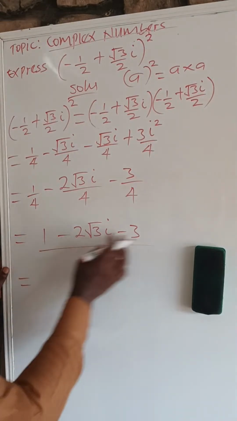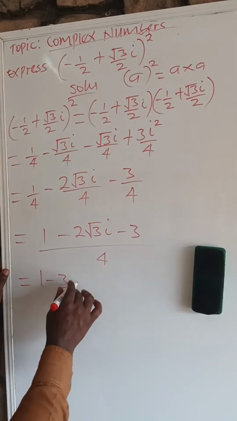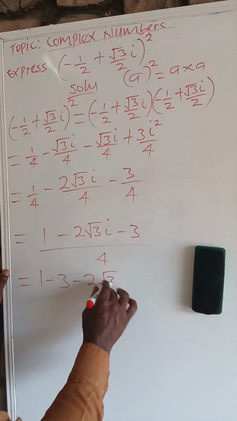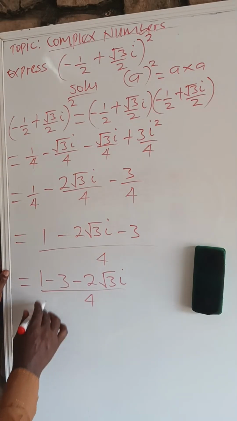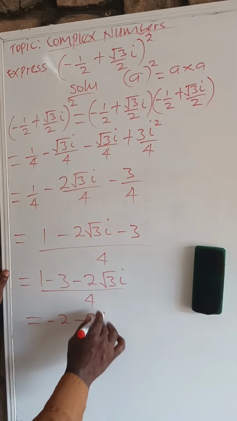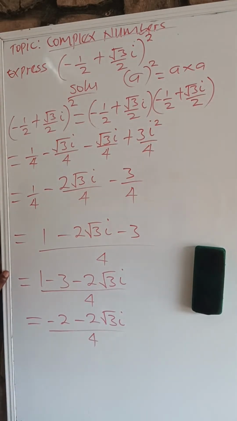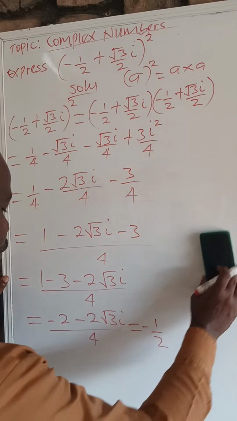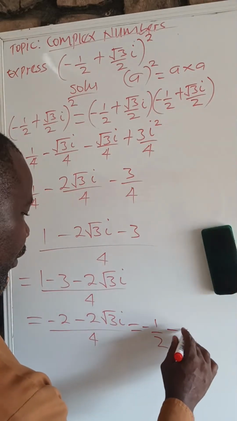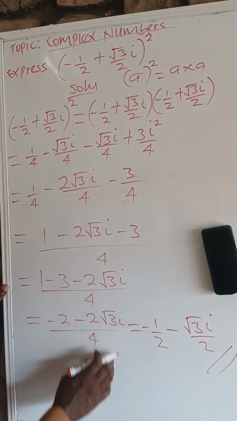So therefore, we collect like terms, real part to be on one side: 1 minus 3 minus 2 root 3i all over 4. Then this is the same thing as minus 2 root 3i all over 4. But if you can see what I am saying, we can rewrite this in this form. This is the same thing as minus 1 all over 2, then minus root 3i all over 2. You leave it like this or like this.